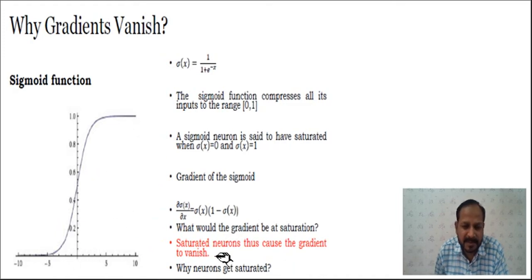When the gradient becomes 0, there will not be any learning, because for learning we require some gradient to continuously flow through the network. So gradient 0 means there is no learning, so there is no weight updation. These are the effects of this vanishing gradient problem.